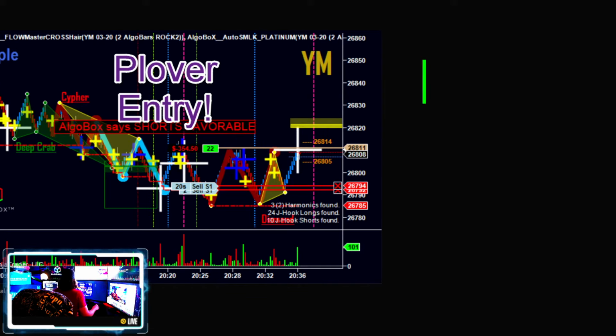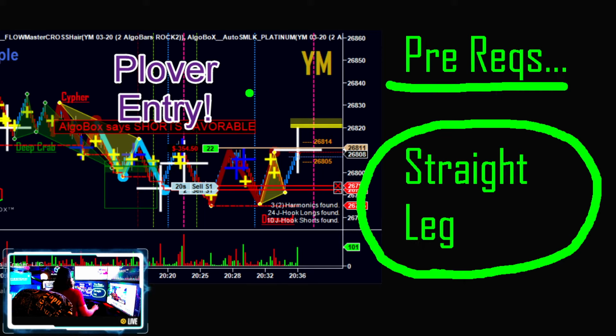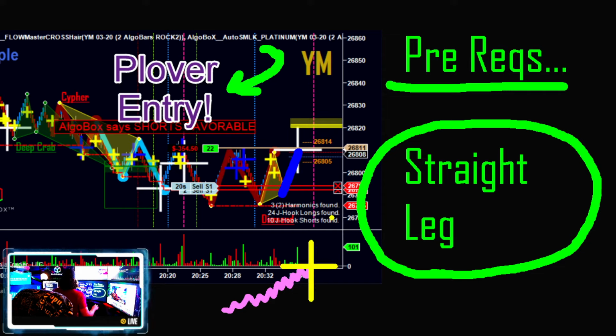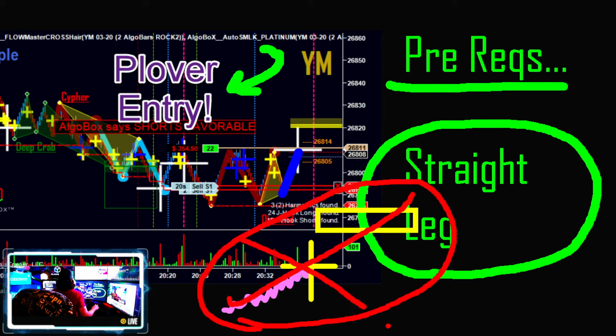Other prerequisites that we want on every one of these: you need a straight leg to take that plover entry. In this case, the straight leg is this right here. Let me do this in blue and hold the shift so we get a nice straight line. I don't want to see choppy movement, and then a cross, and then a box. This is not a plover. Not a plover. Why?